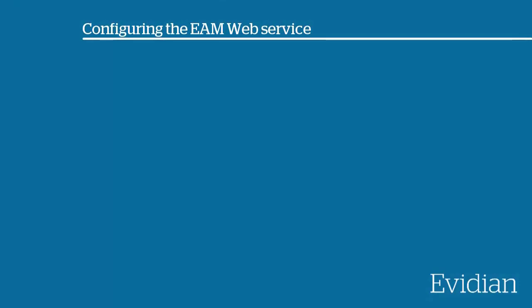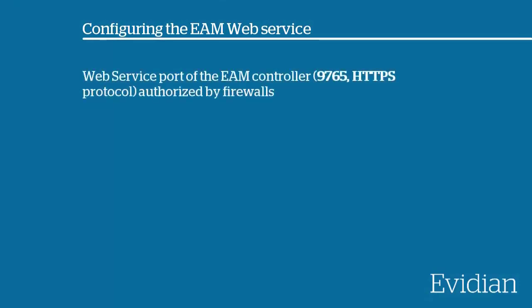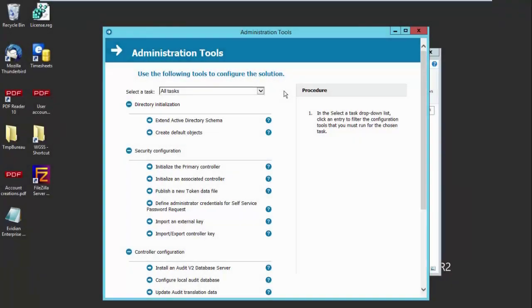Now, we'll see how to configure the EAM web service on an EAM controller. To allow the SSPR feature to use the web service embedded in the EAM controller, make sure the web service port of the EAM controller, by default 9765 HTTPS protocol, is authorized by firewalls. Note that a rule is automatically set on Windows Integrated Firewall if it is used.